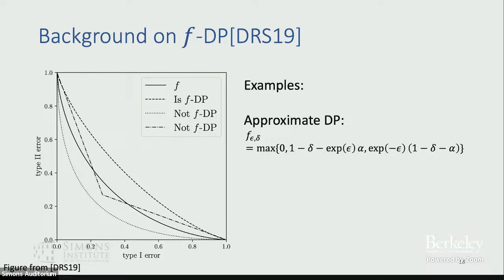And for all other two curves, they're below the target F for a certain region. So they are not FDP. A few examples. For approximate DP, actually this piecewise linear trade-off function is the trade-off function for approximate DP. That's why approximate DP is a special case of FDP, and we're gonna just focus on the general FDP proof.